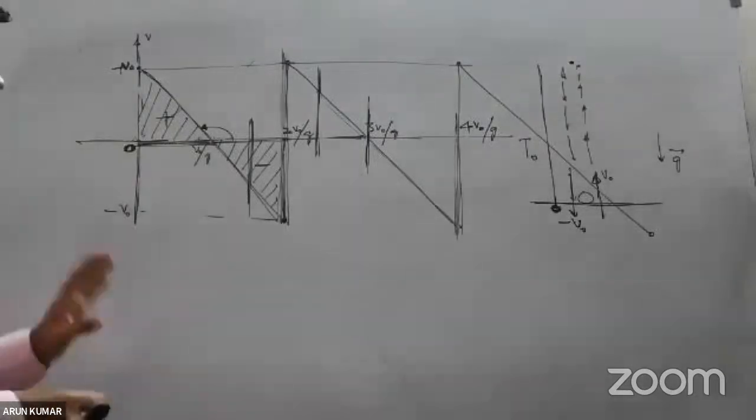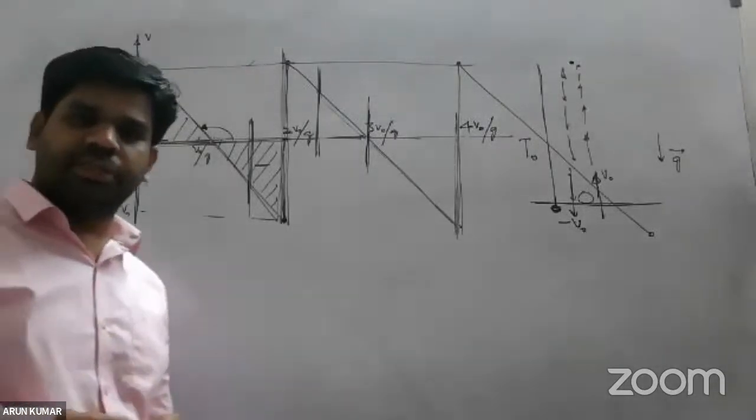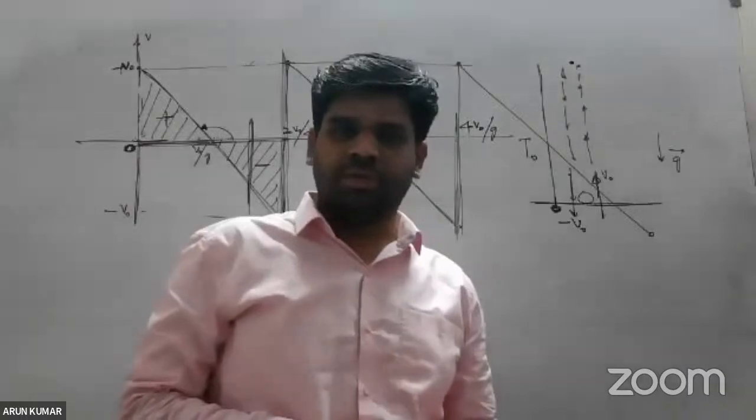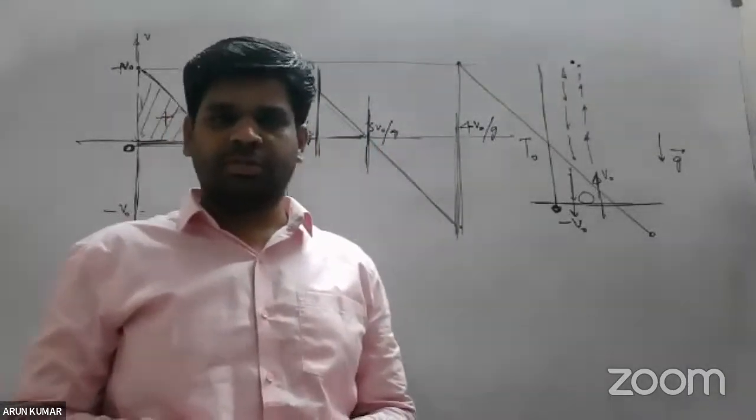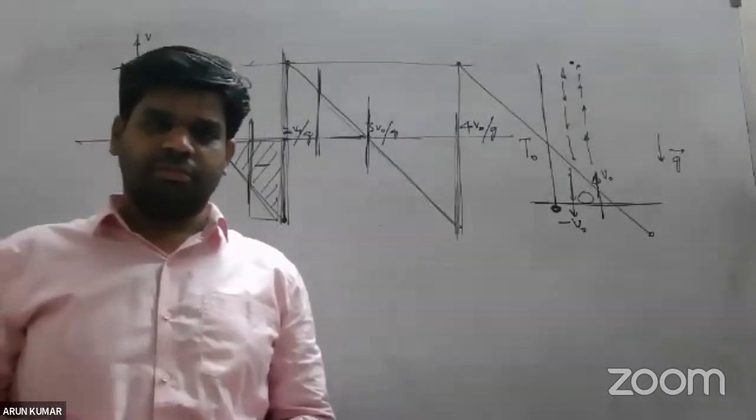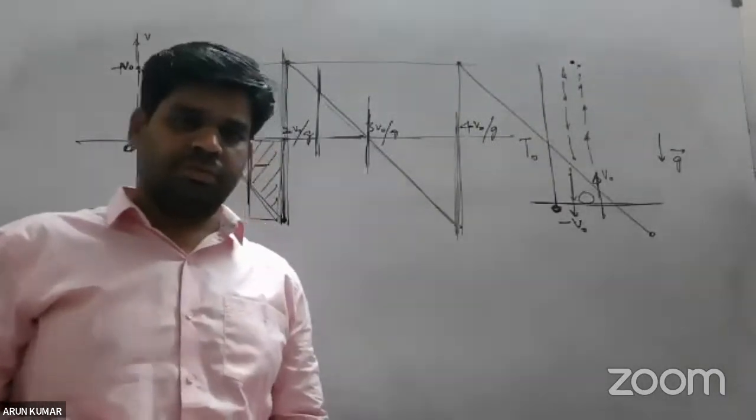Velocity is negative, so it's coming down. Omkar, Bhavna says it's negative, it's coming down. Shravani, it's coming back and going up again, sir.